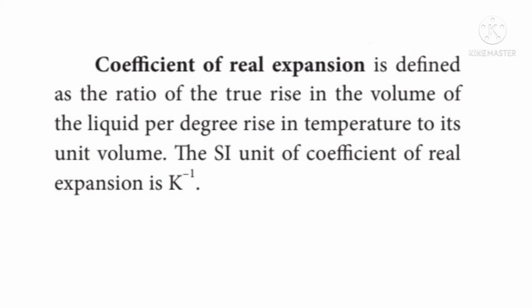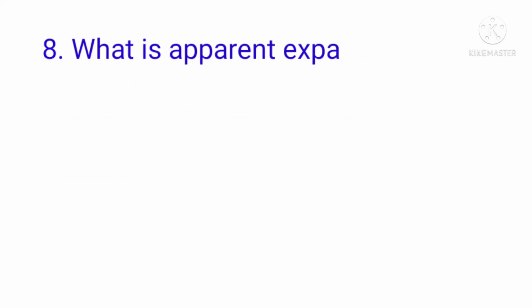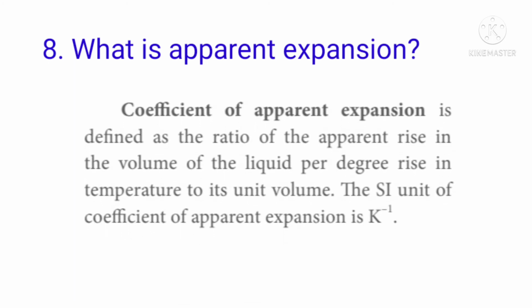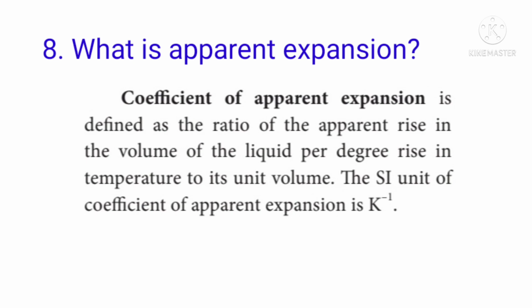Eighth question, what is coefficient of apparent expansion? It is also on page number 36. Coefficient of apparent expansion is defined as the ratio of the apparent rise in the volume of the liquid per degree rise in temperature to its unit volume. The SI unit of coefficient of apparent expansion is Kelvin to the power minus 1.